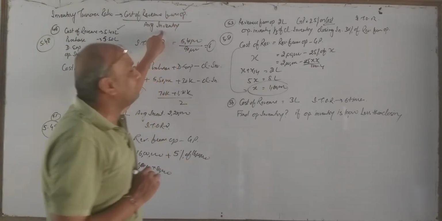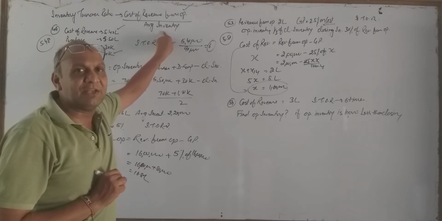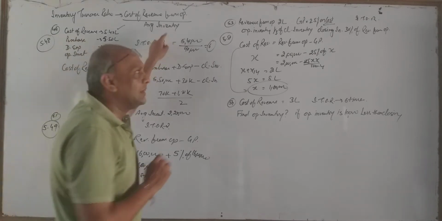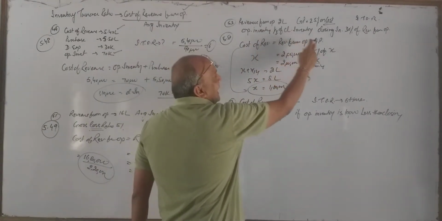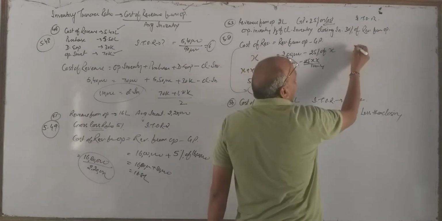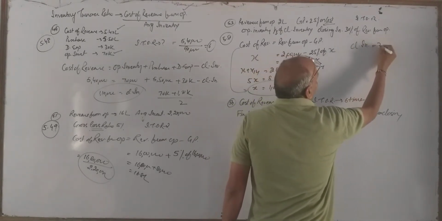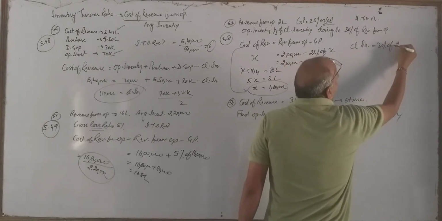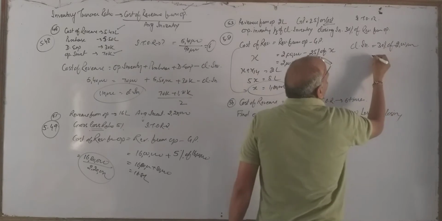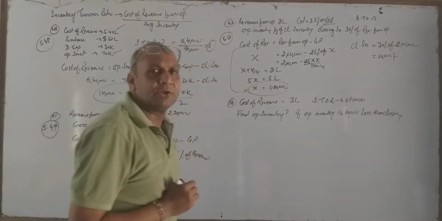Now we need average inventory. How to calculate average inventory? Opening inventory plus closing inventory divided by 2. So what is written over here? Opening inventory is 1/3 of closing, and how much closing? 30% of revenue. So let us find closing first. Closing inventory is equal to 30% of revenue. What is revenue? 2 lakh. So how much closing inventory comes, dear friends? 60,000 rupees. I think you understood.